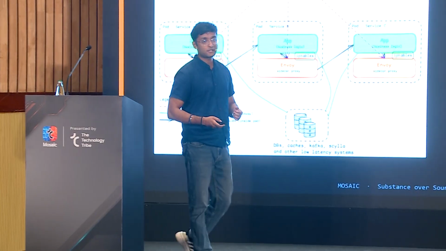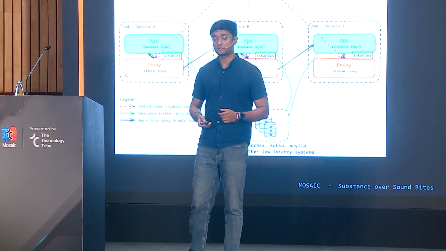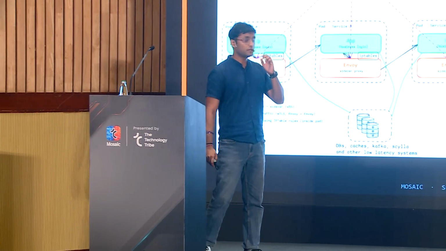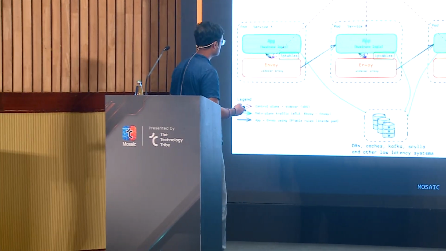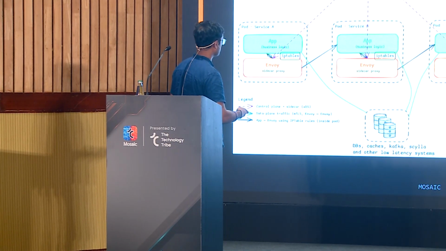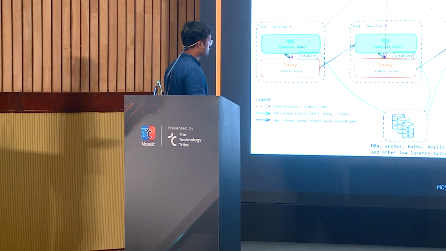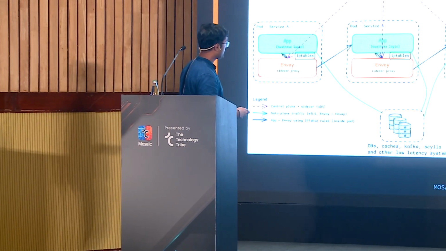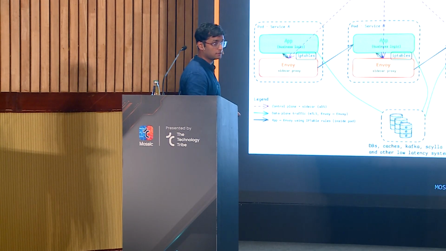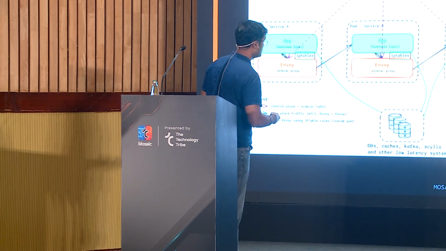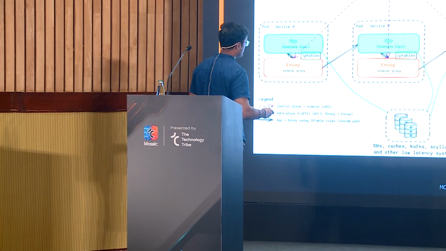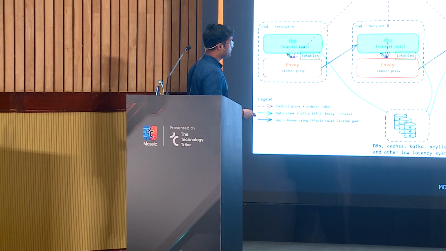So all the packets which are coming in or going out of your application container are hijacked by a thin layer called IP tables. The job of IP tables is to basically capture all those packets and send them to the Envoy sidecar, and then the Envoy sidecar decides how those packets should be routed to whichever destination they are supposed to end up at.